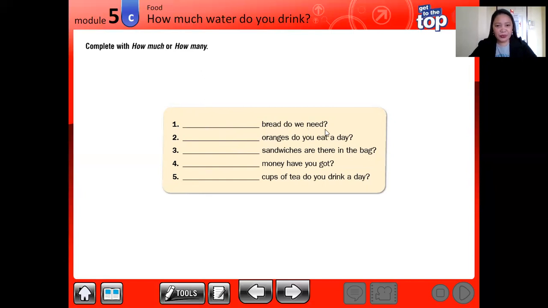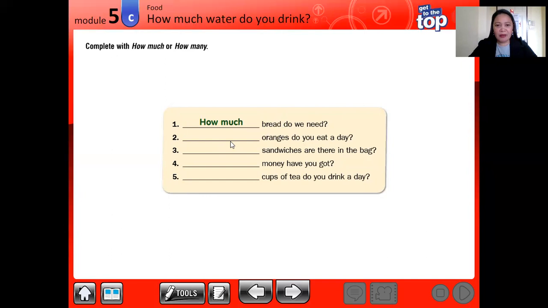Sentence number 1. Blank bread do we need? So look at bread. Is bread an uncountable or countable noun? So we use how much because bread is an uncountable noun. All right? We cannot count the bread. So we use how much. How much is for uncountable nouns.